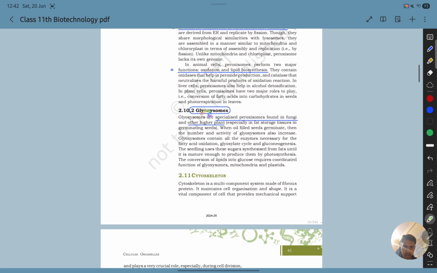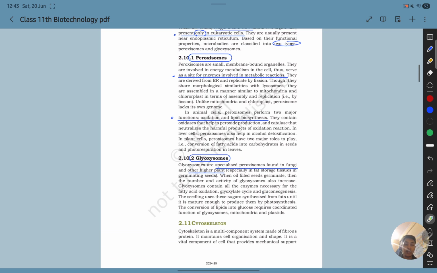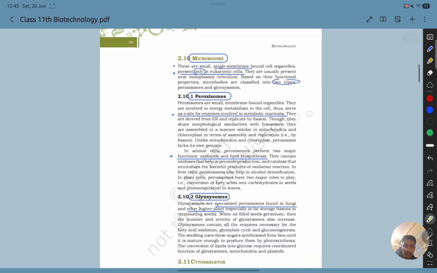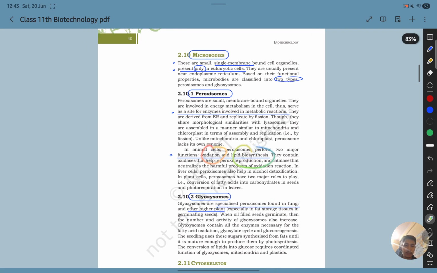Our next, glycosomes. Glycosomes are specialized peroxisomes found in fungi and other plants. Remember this, glycosomes are none other than specialized peroxisomes which are found in fungi and plants. Remember this. They work the same way, oxidation and lipid biosynthesis.